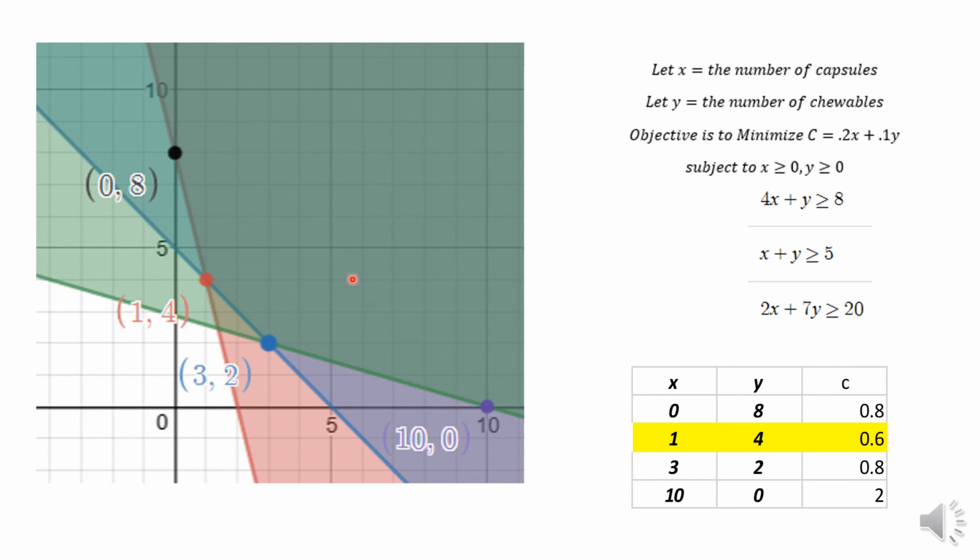So that is having corner points as we indicate here. You can see what each one of those corner points is, and we put those 4 corner points into the cost function. Now we're trying to minimize, and so it is 0.6 achieved by X being 1 and Y being 4.